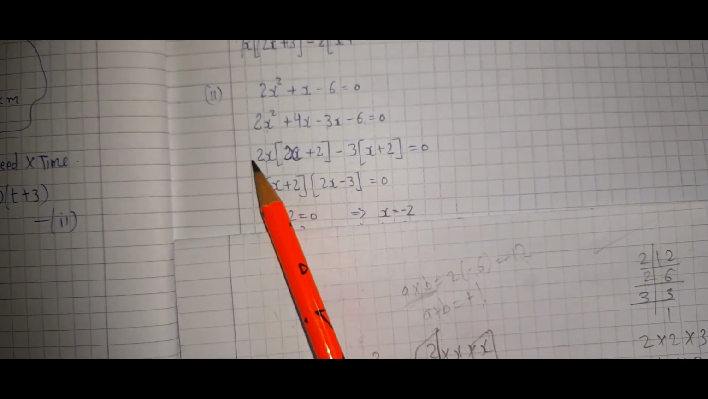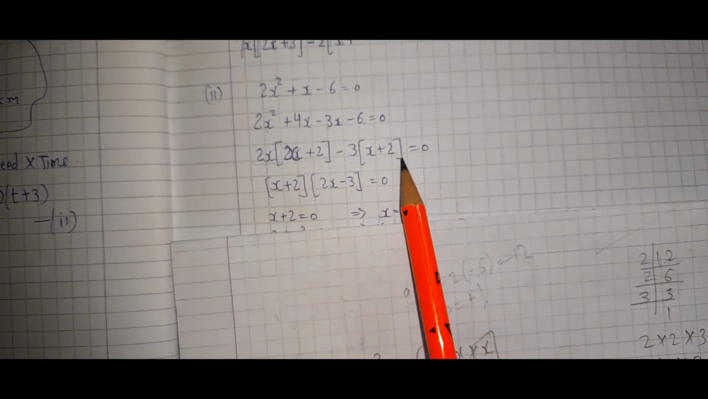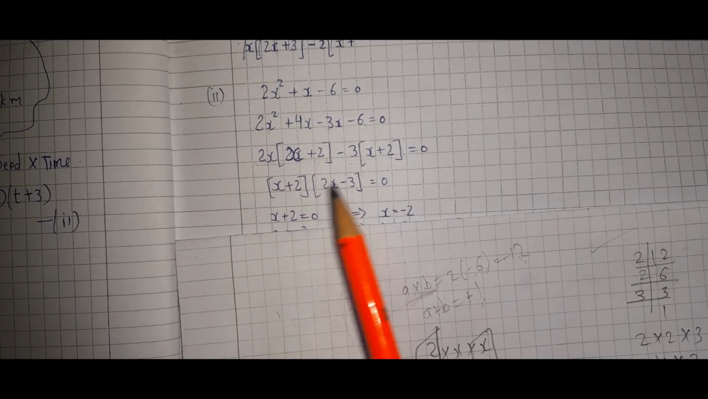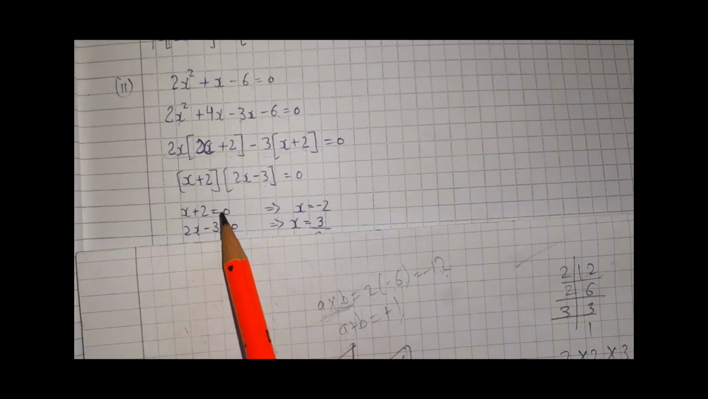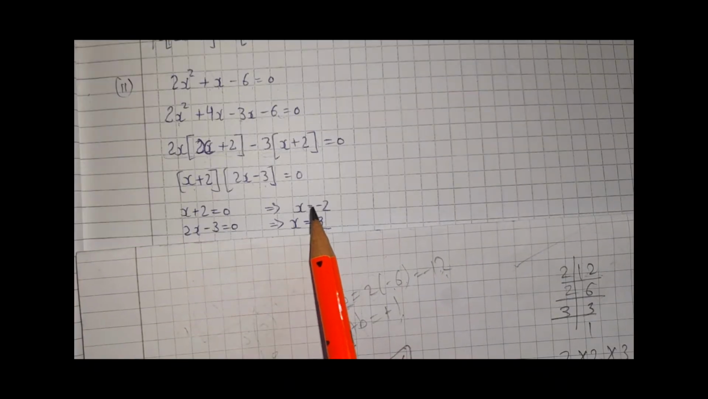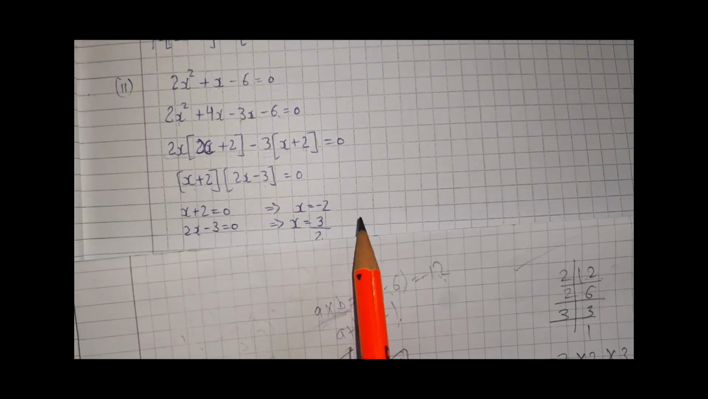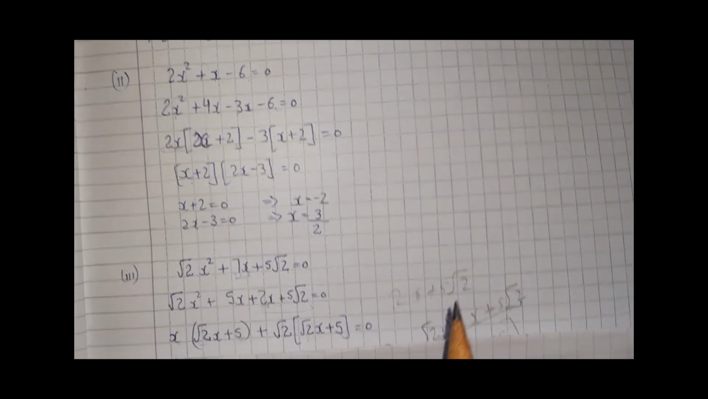Here again, from these two terms, x plus 2 is common. Taking x plus 2 common, 2x minus 3 remains as it is. Put x plus 2 equals 0, which implies that x equals minus 2, and 2x minus 3 equals 0 implies that x equals 3 upon 2.